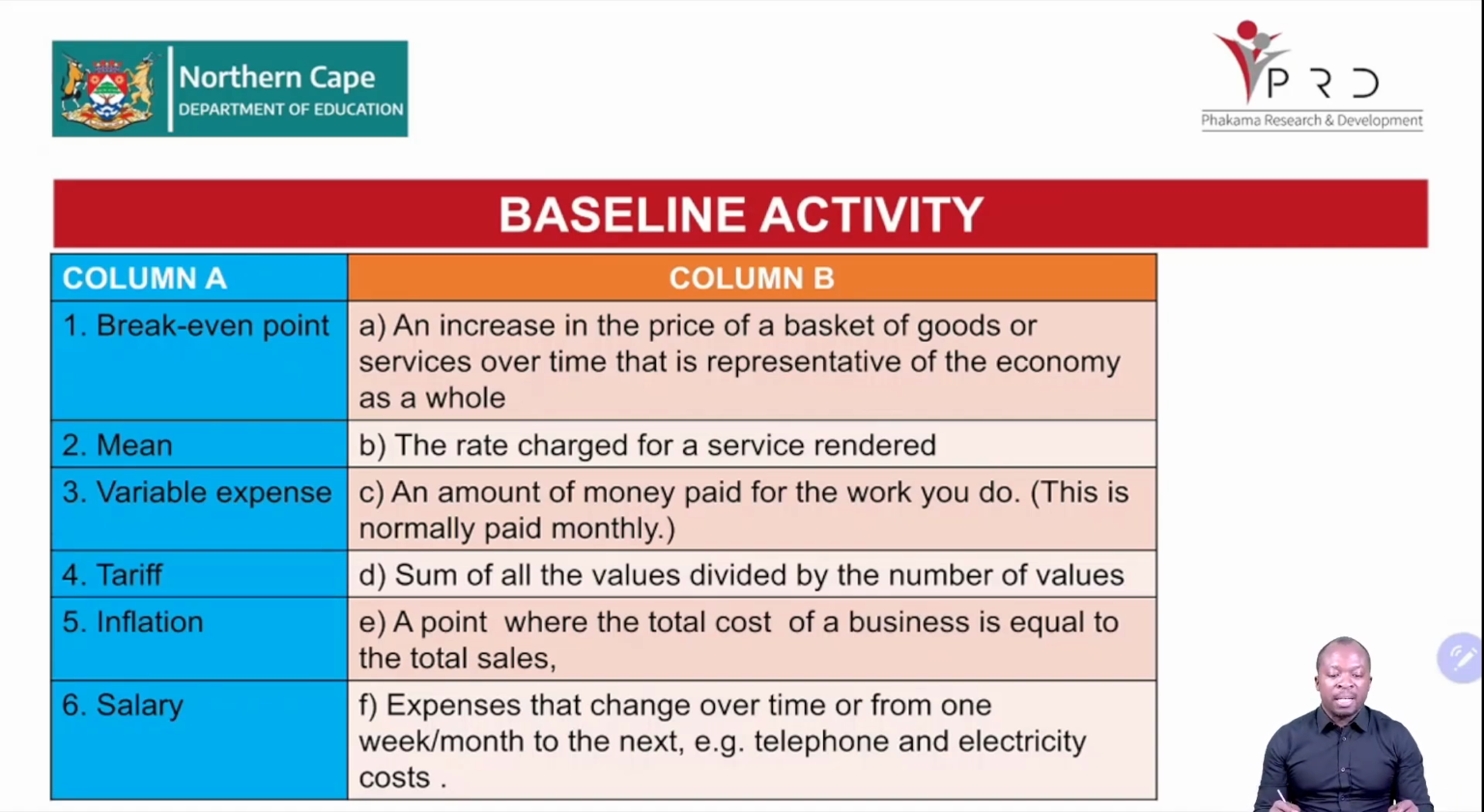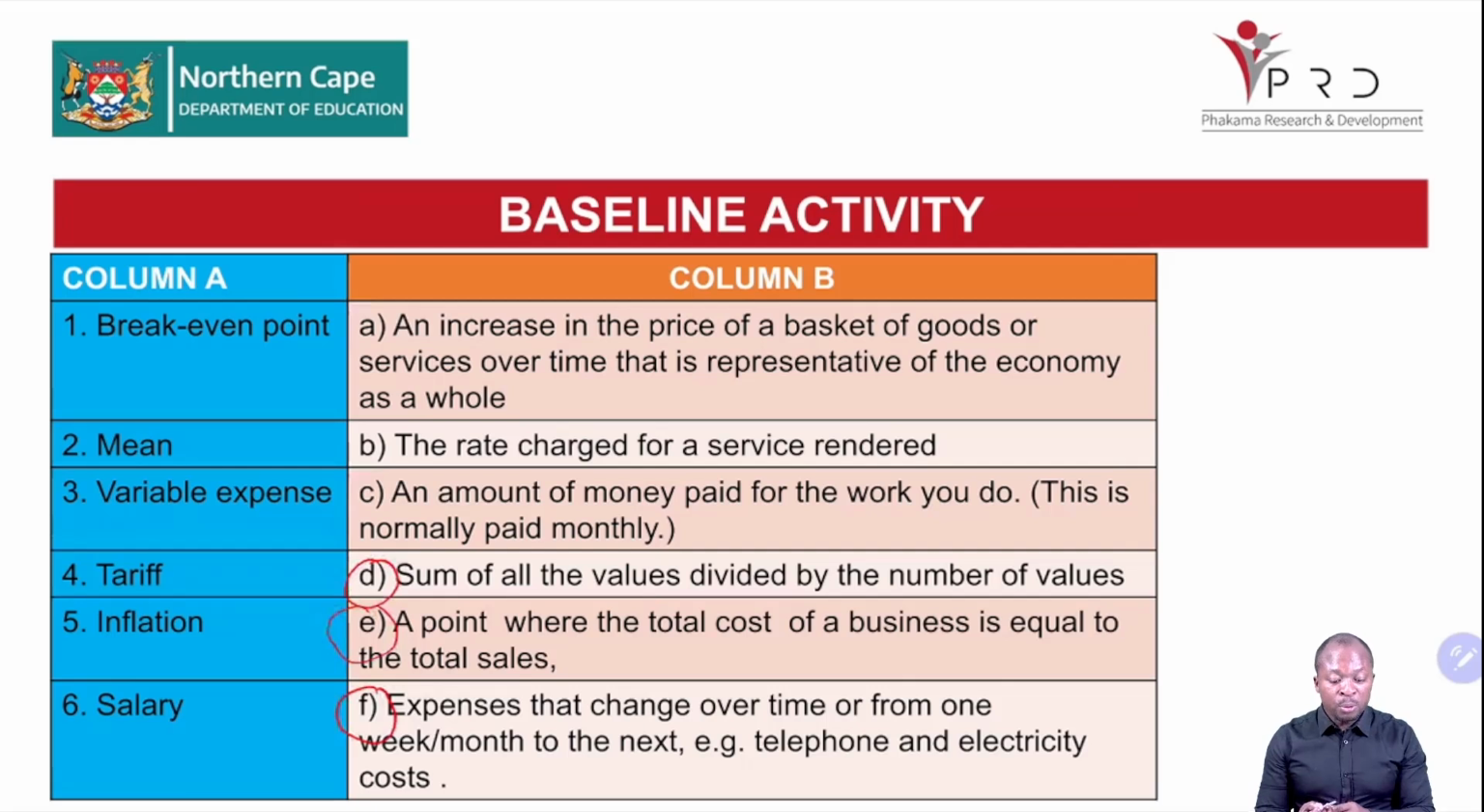All right, welcome learners. The first one says break-even point. When we say break-even point, you can look through and you realize that it is E, the point where the total cost of a business is equal to the total sales. So one is E. Sum, we are talking of the total, that's D, so you are adding everything. Number 3, variable expense. Variable, it changes. So we are looking for expenses that change over time, or from one week or month to the next.